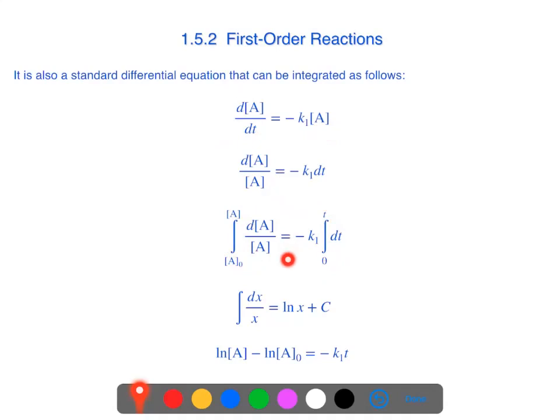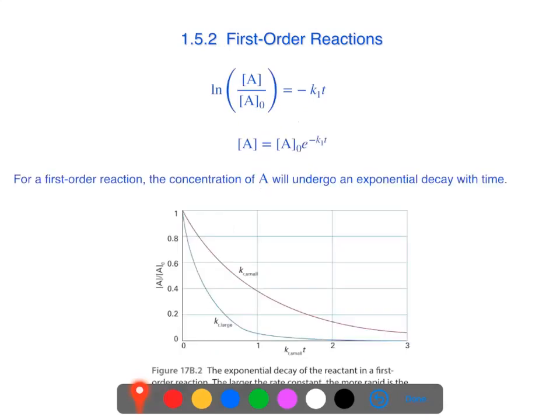Now, this takes on the form of the integral dx over x, and the solution to that is ln x. And so if we solve both sides of this expression, we end up with ln A minus ln A naught equal to negative K1t. So the integrated rate law for a first order reaction, we can take that rate law and rearrange it in a couple of ways. We can group the concentrations such that we have the ln of A over A naught equal to minus K1t.